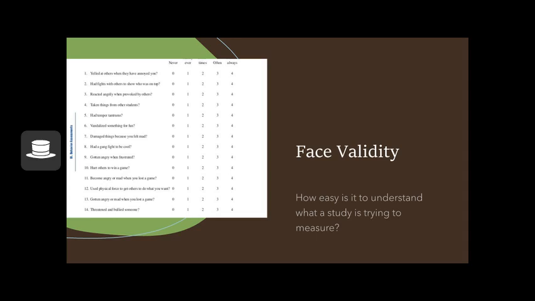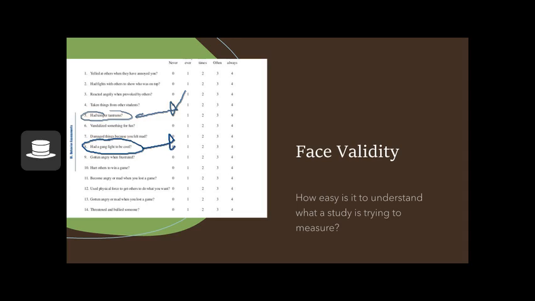Now, sometimes you don't want a face valid survey because you don't want people to know what you're measuring, and that's a whole other thing. But face validity just refers to the ease at which you can tell what something is measuring, which makes designing a survey pretty easy because you can look and say, well, temper tantrums, that's related to aggression, right? Put in the survey. Had a gang fight to be cool, that's related to aggression.